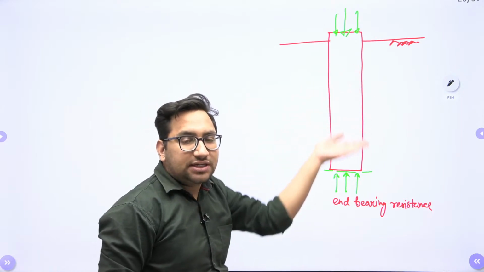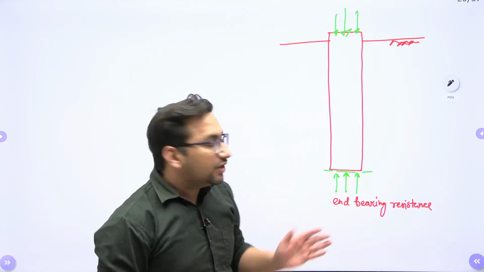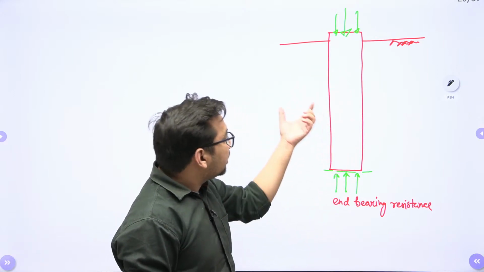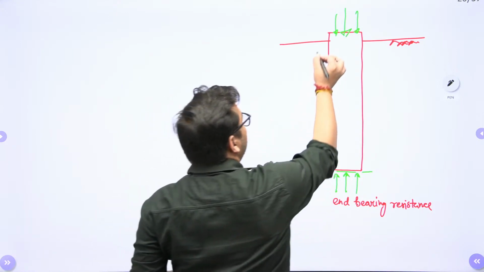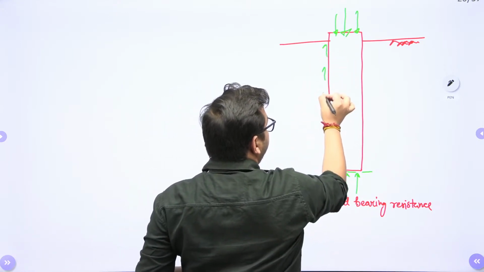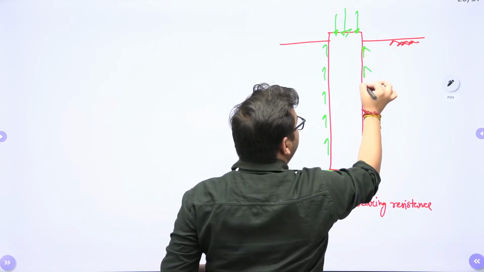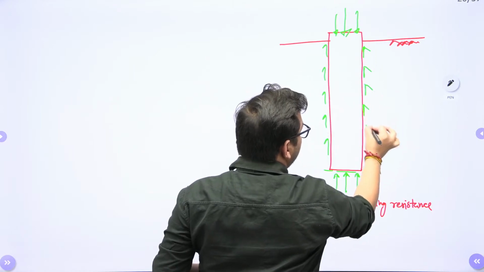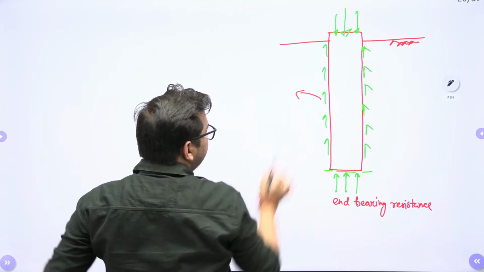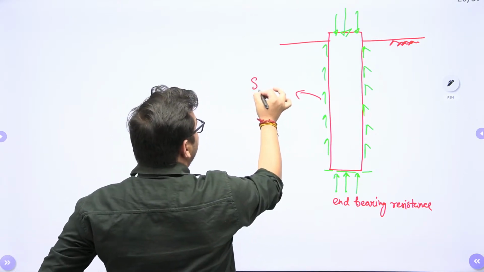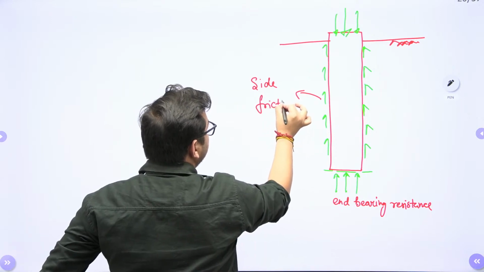This pile will move down with respect to the surrounding soil. When this pile has a relative motion with respect to the surrounding soil, what will happen? There will be generation of friction on the side. Yes or no? And this friction will be in the opposite direction to the motion. So there will be one resistance applied by this friction. We call it side friction resistance.